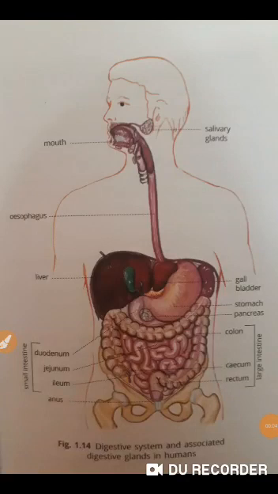We were going through the human digestive system. We were done up to the stomach. Today I'm going to teach you the small intestines.